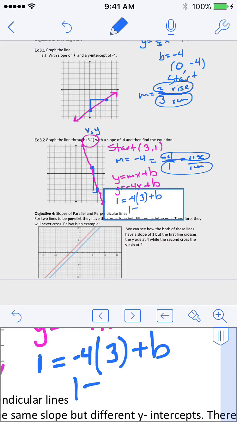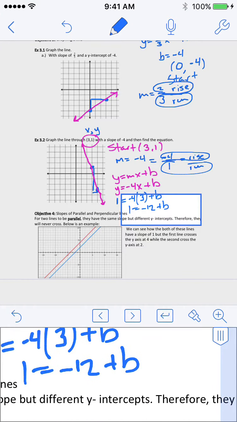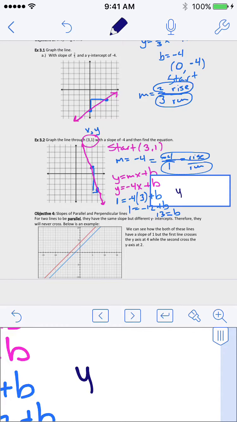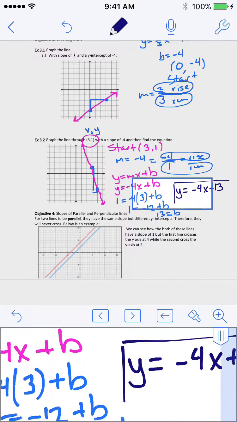So 1 is equal to negative 12 plus b if I simplify this area a little bit, and therefore b is equal to 13. 13 is equal to b if I add 12 to both sides, right? So add 12 to both sides, you get b is equal to 13. So our final equation is y is equal to negative 4x plus 13. And we have found our equation.